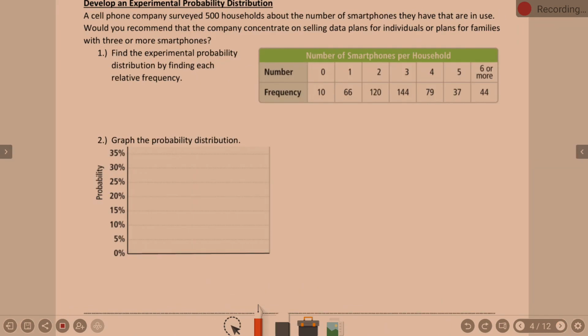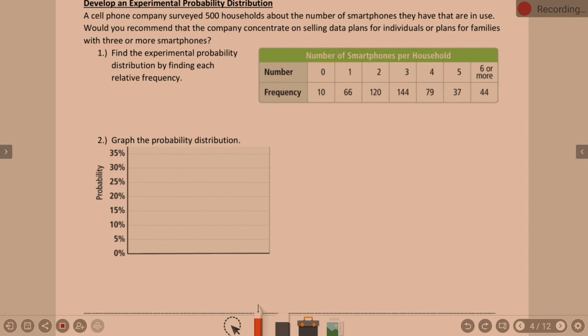Developing an experimental probability distribution, okay? So, slightly different situation here. A cell phone company surveyed 500 households about the number of smartphones they have that are in use. Would you recommend that the company concentrate on selling data plans for individuals or plans for families with 3 or more smartphones? Okay. So, with this in mind, a couple of things to look at. 1, finding the experimental probability distribution by finding each relative frequency. Information in this chart: number of smartphones per household and frequency.